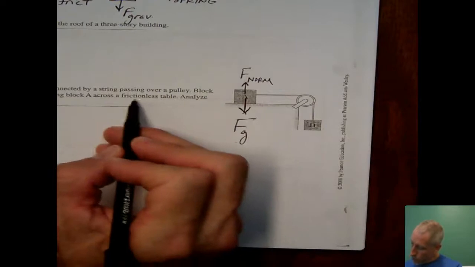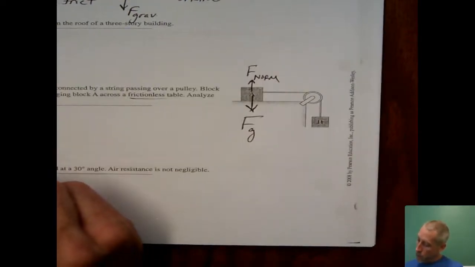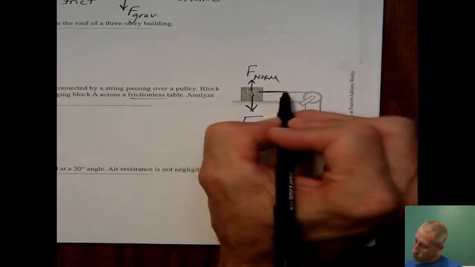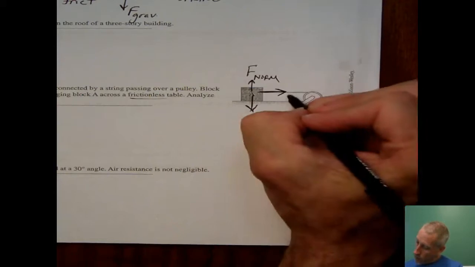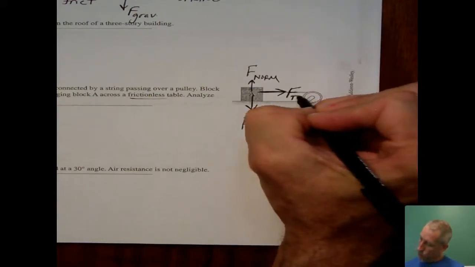It says frictionless table, so that means I don't need to include any sliding friction. And we have what in contact with it? We have this rope, and that's that category that I call tension. I'll use T for that.